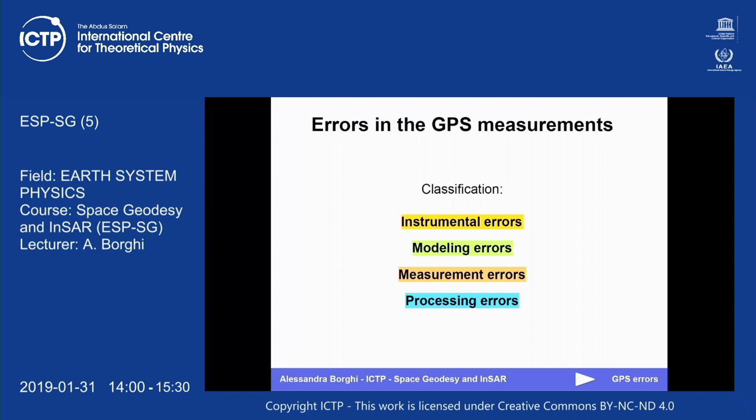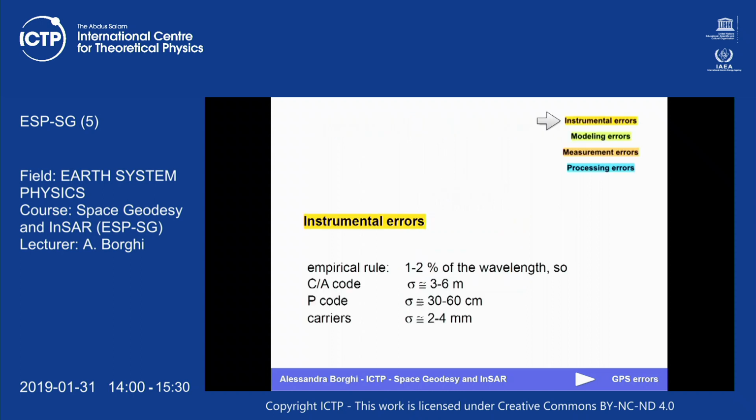We can classify the errors in the GPS measurement. Of course, we can change the classification, but we can classify the errors into instrumental errors, modeling errors, measurement errors, so the errors that we can control when we are in the field, or processing errors, when we have collected data and we want to obtain the positioning from our phase measurement, for instance.